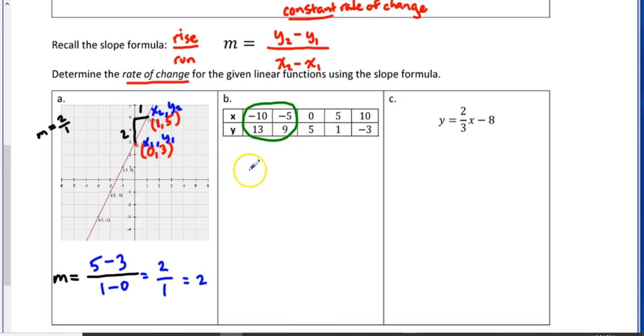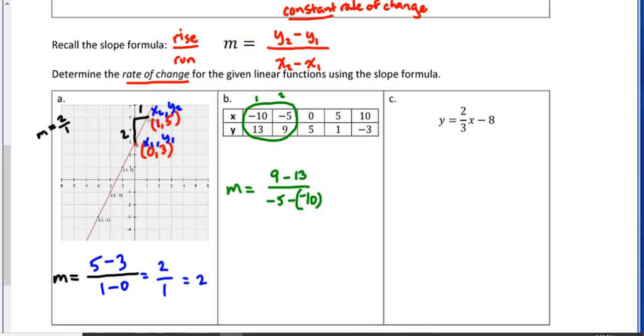So let's see here. Call this my x. This is like my first point and my second point. So y2 is 9 minus y1, which is 13. x2 is negative 5 minus, I have to be careful here, minus negative 10.